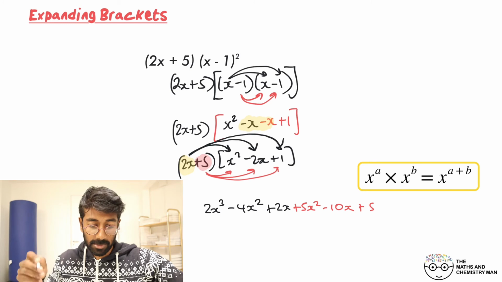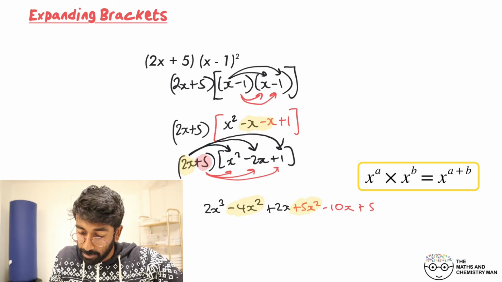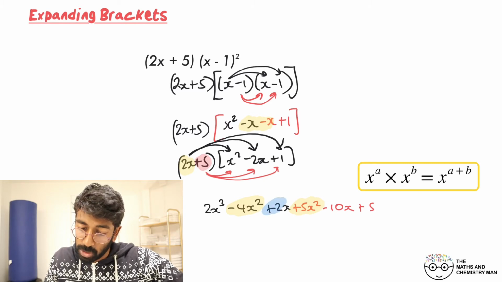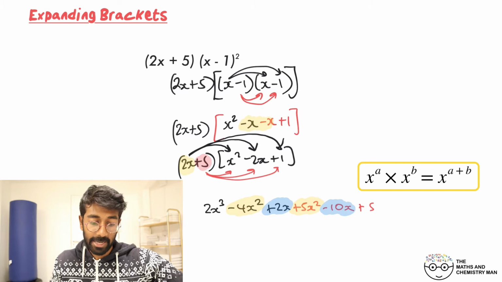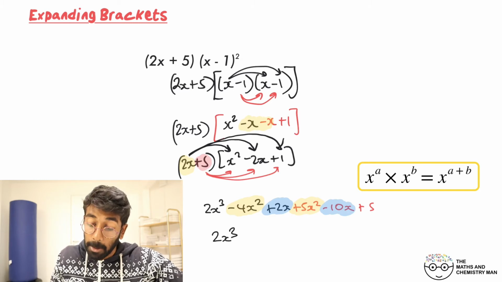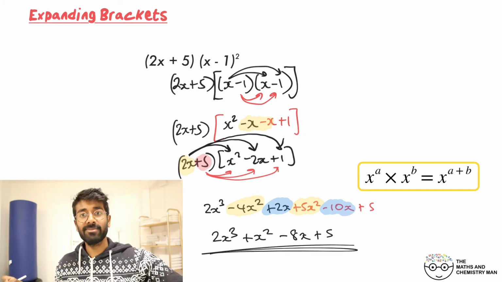Okay, we've got some like terms, simplify them down. So we've got minus 4x squared and a plus 5x squared. And then we've also got a 2x over here and a minus 10x. So let's bring that all together. We've got 2x cubed plus x squared, and then minus 8x and plus 5. And there we go. There it is.